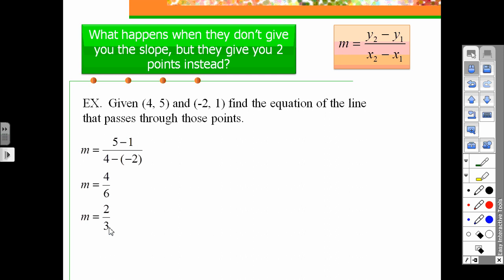So now that we have our slope, we can either pick this point or that point, your choice, to use in the point slope form. I'm going to go with this one since they're both positive. So when you plug that in, it's going to be y minus 5, that's the 5, equals 2/3, that's the slope, times x minus 4, and there's the 4. And that's it, we're done. We don't need to simplify, that's it. Easy, right? Okay, moving on.